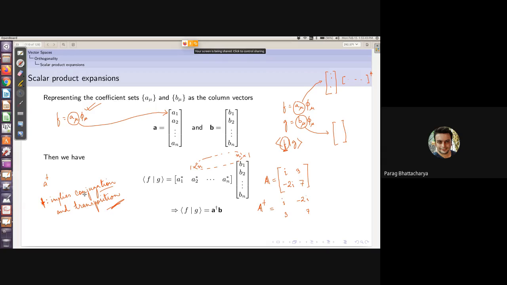Now you also have to do conjugation. So conjugation means i is going to become minus i, and minus 2i is going to become plus 2i. So this is the meaning. If I have a column matrix, the transposition is going to give us a row matrix, and the conjugation is going to give us these little stars on each of these coefficients. This we can represent as A dagger. So this entire matrix is your A dagger matrix, and this is your matrix B, or vector A dagger and vector B. Just do this multiplication, you will get the scalar product.